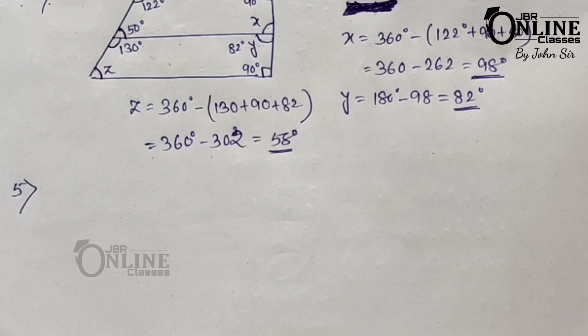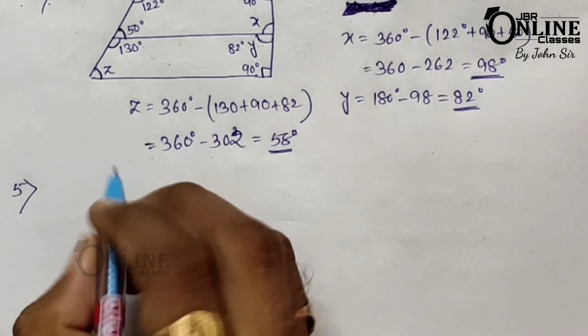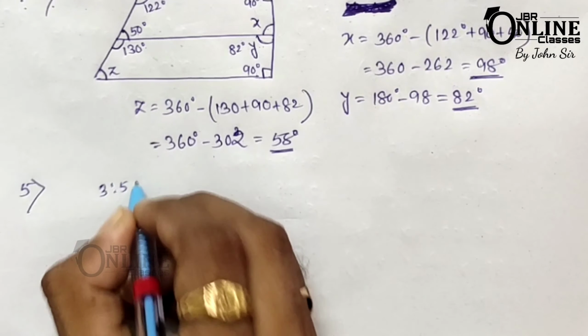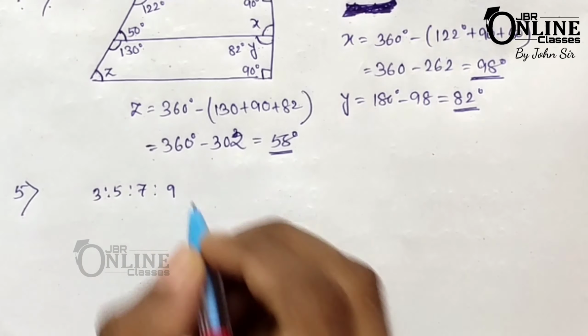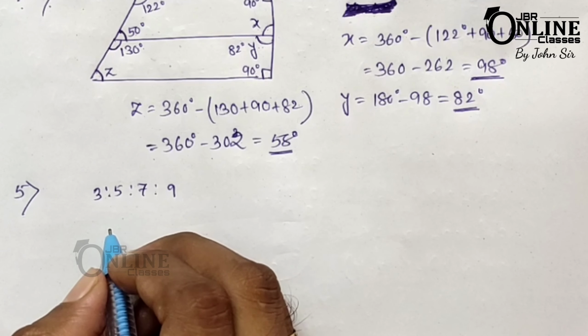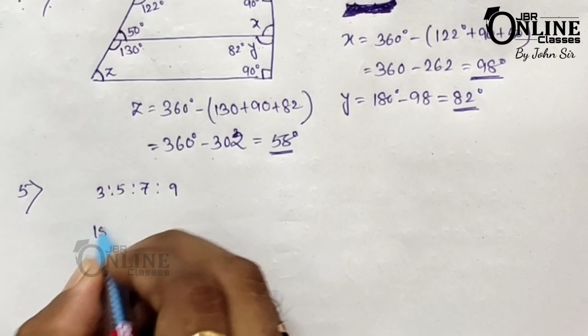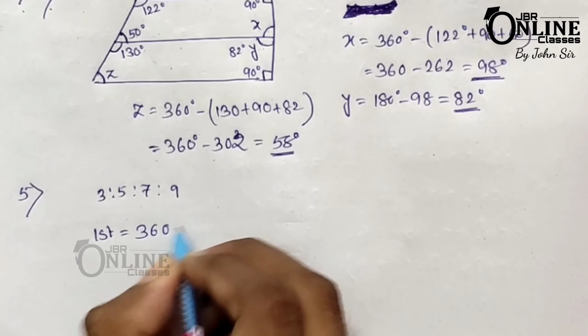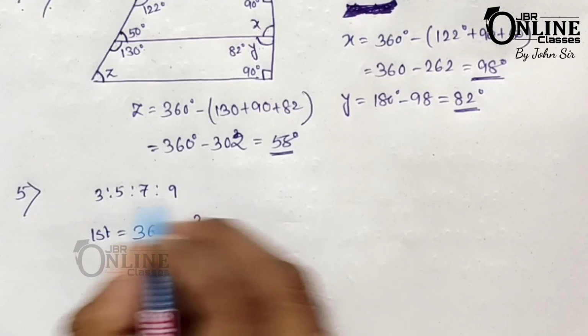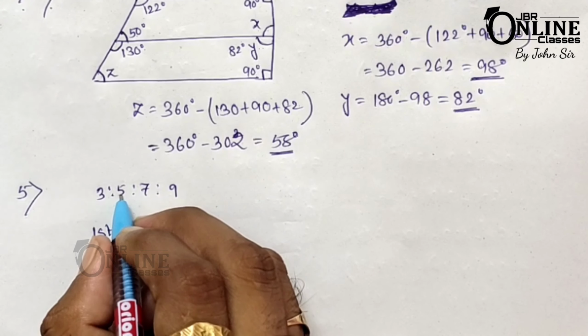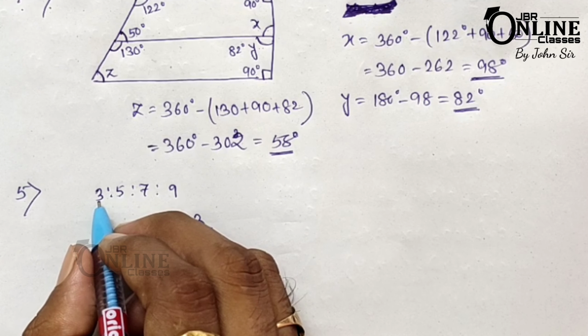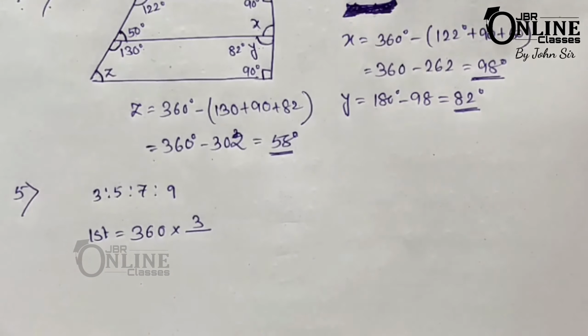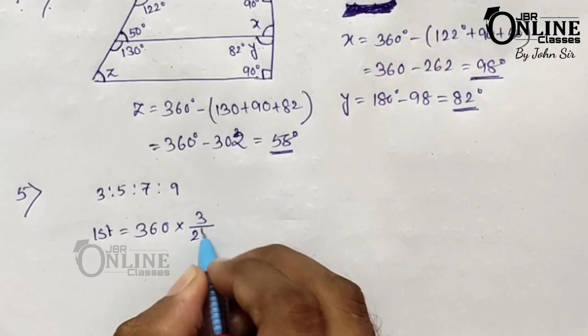Now sum number 5. In sum number 5, find the measures of the 4 angles of a quadrilateral if they are in the ratio 3:5:7:9. Now all of you know the summation of all angles equals 360. So here the first angle equals 360 into 3 by the sum of the ratio. So 3 plus 5 is 8, 8 plus 7 is 15, 15 plus 9 is 24. So write down here 24.